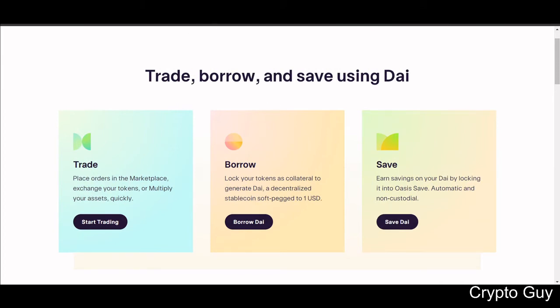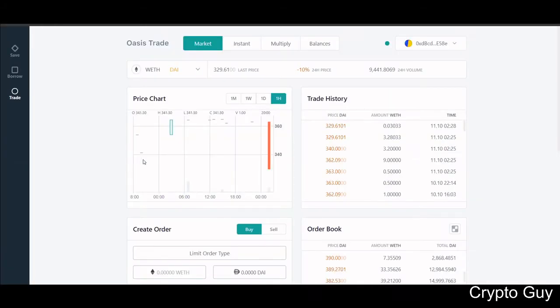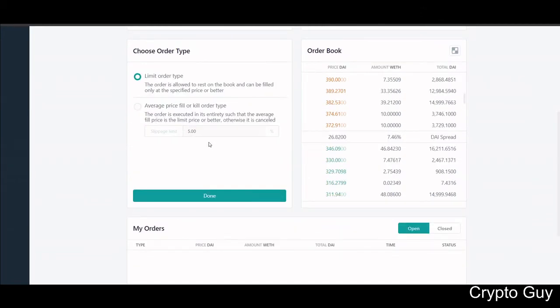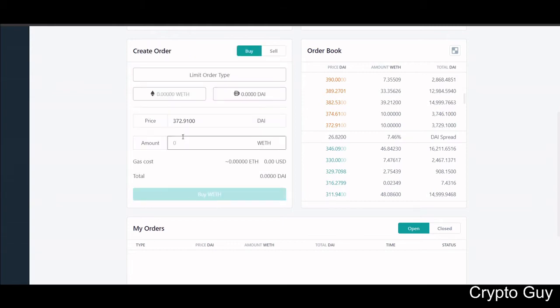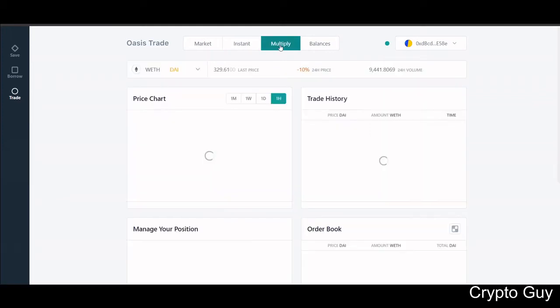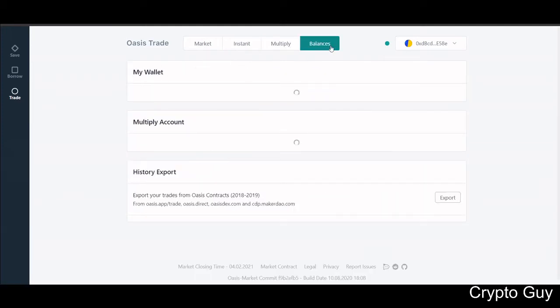So let's start with the Oasis trade platform. Here you can see this is a trade platform. You have to connect your MetaMask here, and after that you can see what you have. At the moment I have this amount of DAI or Ethereum in my account. You can make a market order. You just write the market order you want to enter, the slippage maybe 5%, done. And here you can put an order at which price you want to buy and which price you want to sell. Also this is instant, this is a market order, so you can just deposit and receive DAI instantly. Here you can multiply, and here you can check the balances of your account.